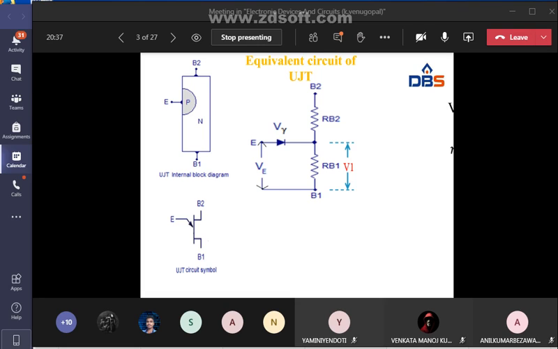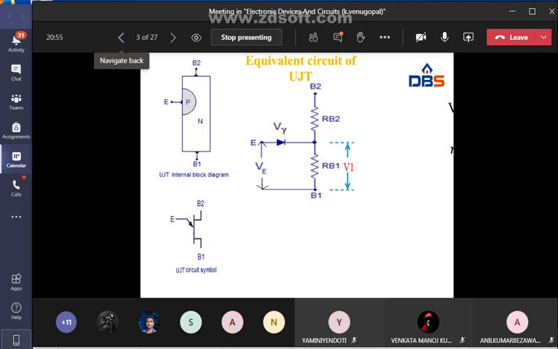See here, the emitter terminal is nearer to base 2 than B1. Clear?